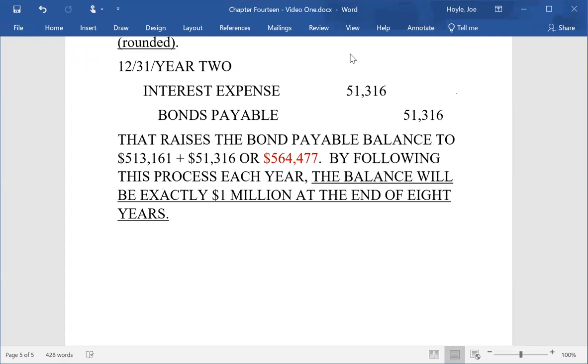My name is Joe Hoyle. I'm one of the co-authors of your financial accounting textbook. We're looking at one of the more interesting topics, and that's bonds payable, because we get to bring some of that present value computations into the financial accounting.